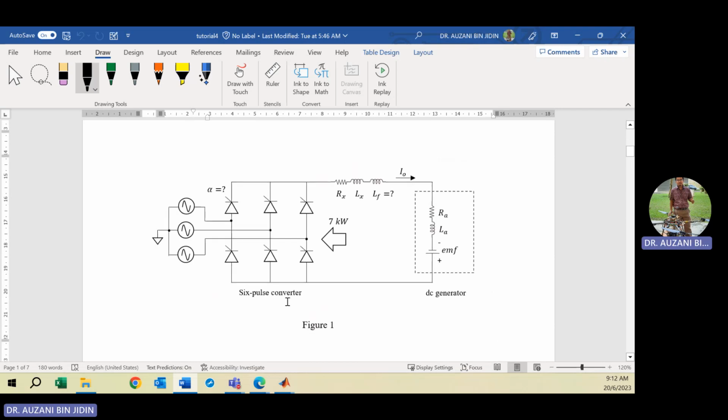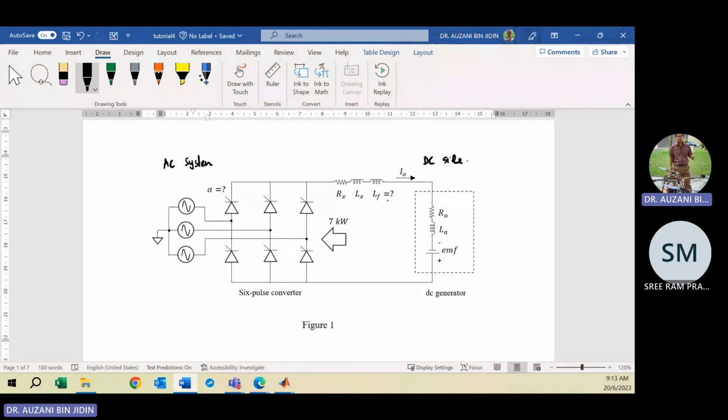Okay, so this is the structure of the system. You have the AC source here, the AC system. And here will be the DC side, or DC network. So you can notice all these elements: Rx the line resistance, Lx the line inductance, and Lf is the inductor that you need to design. You need to calculate the appropriate value of inductance in order to limit the current ripple. So this dashed line area is the DC generator.